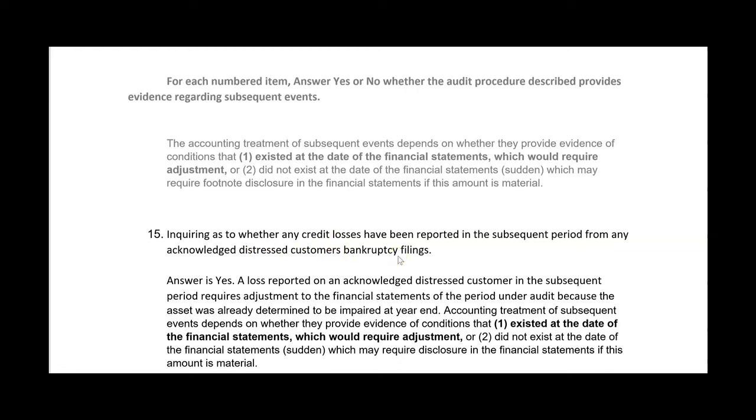because if there were any credit losses in the subsequent period from any acknowledged distressed customers, those bankruptcy filings in January would result in restatement, adjustment of the financial statements. Why? Because the asset was already determined to be impaired at year end.